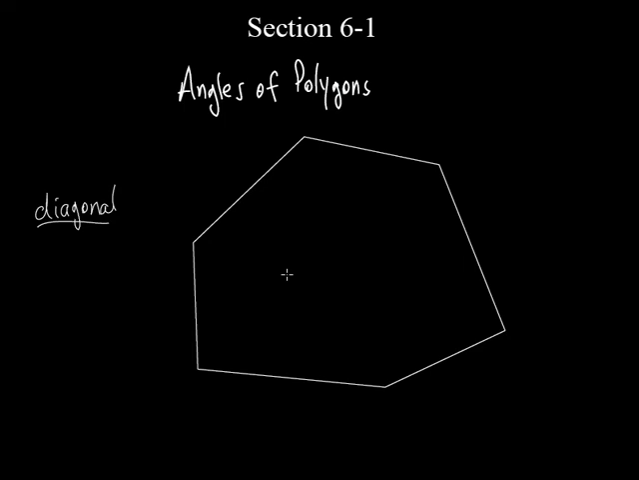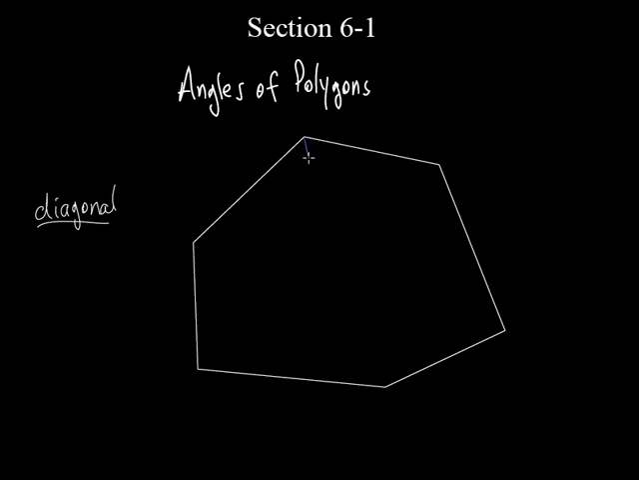Okay, so if I talk about a diagonal, a diagonal is drawn in a polygon from a particular vertex. It doesn't matter what vertex you start at. You can start at any vertex at all. So let's just start at this one right here. So a diagonal in a polygon is just a line segment that connects a vertex to a non-consecutive vertex. Non-consecutive means not next to each other.